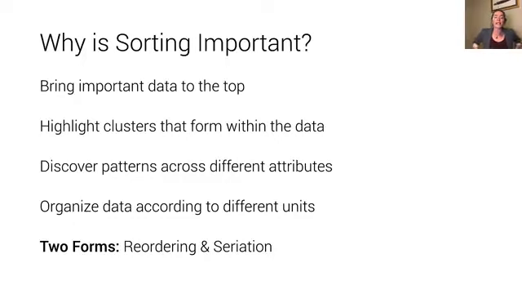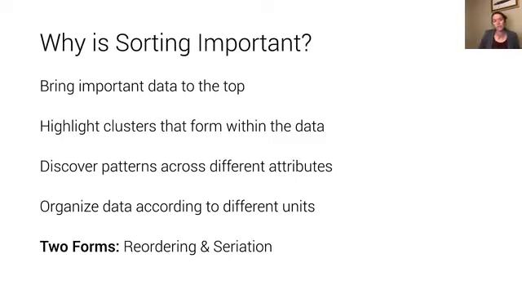Sorting can also highlight clusters or groups that form within the data and help us discover patterns across different attributes that we use to order our data. We can also organize data according to different units, making it easier to find particular relationships or allowing us to emphasize those relationships that matter the most in our data.